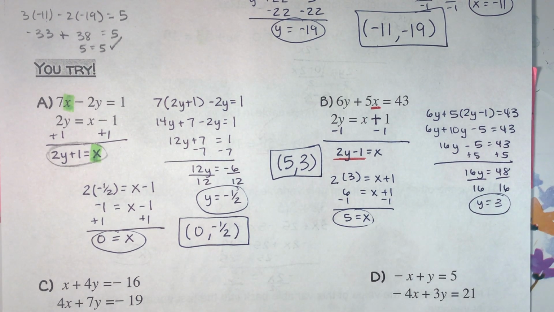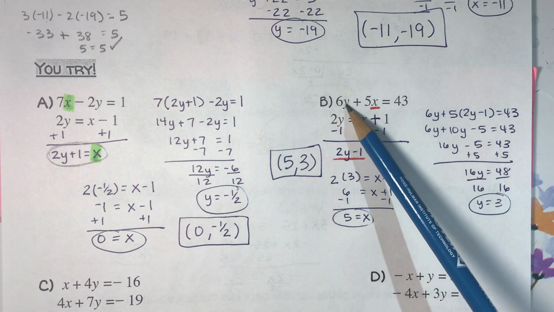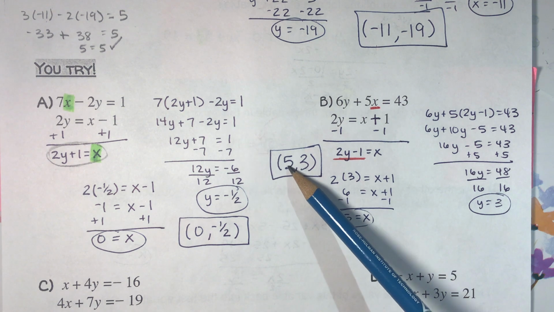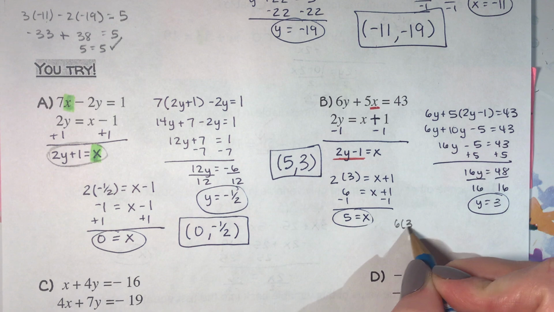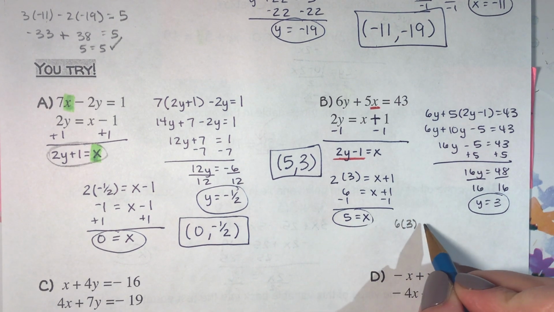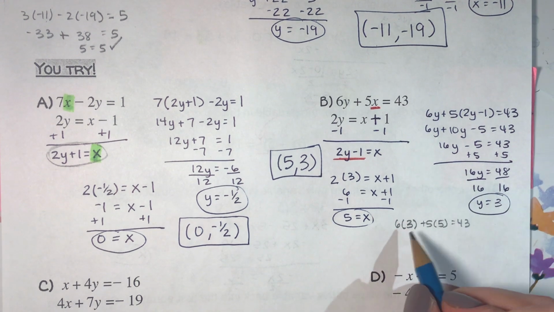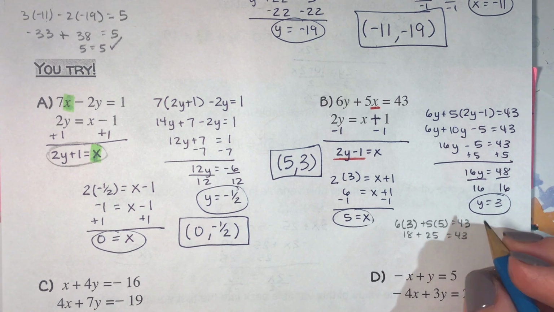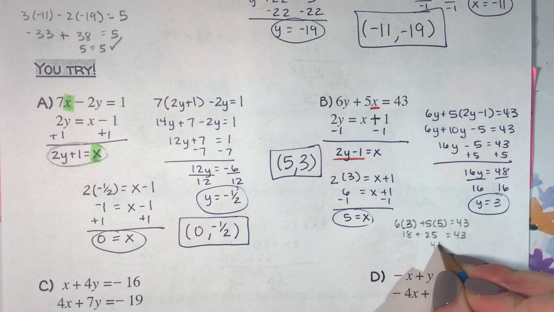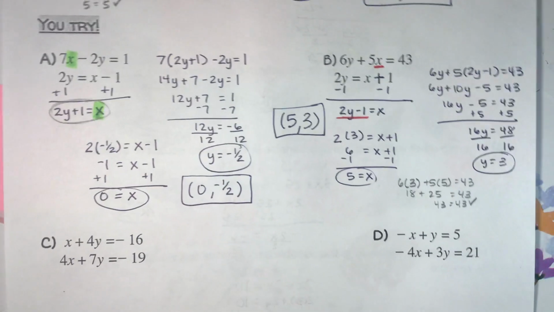Let's check our work to make sure that we got that all correct. So I'm going to take the 3 from the y and substitute it in here. And I'm going to take the 5 from the x and substitute it in here. So this becomes 6 times 3 plus 5 times 5 is equal to 43. That is going to be 18 plus 25 equals 43. And that gets me 43 is equal to 43. Cool. Okay, so that first one works out.